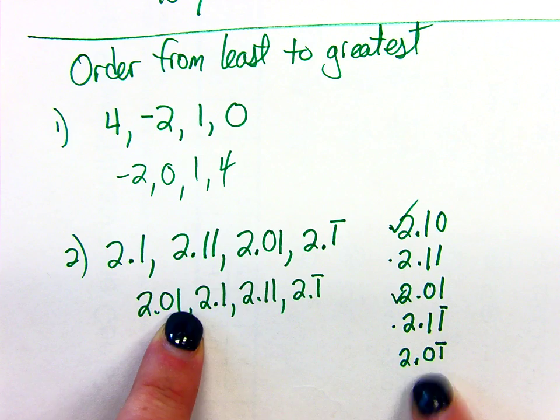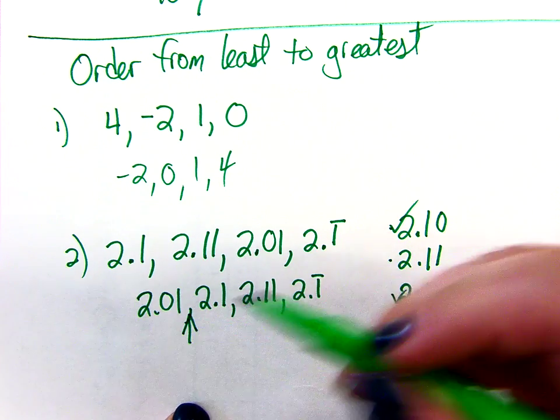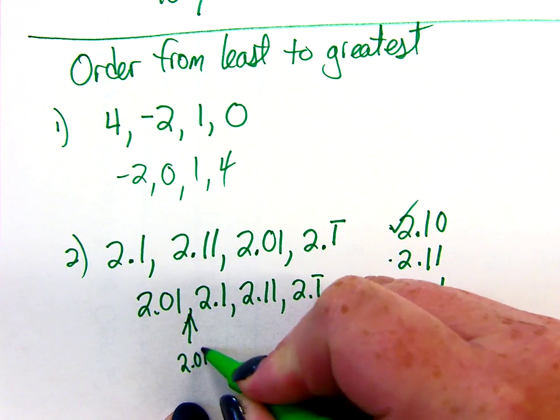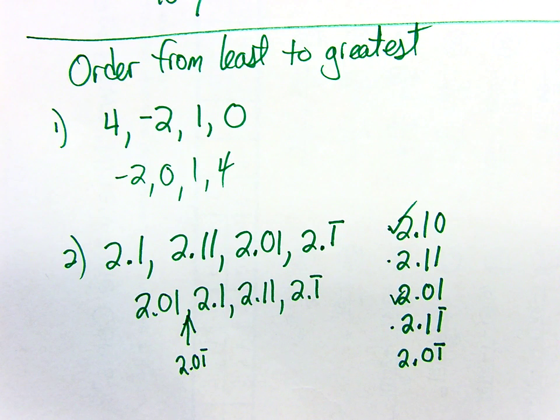Perfect. So if I snuck one more in there, 2.01 repeating. I don't want you to think that if it's a repeating decimal, it's automatically the biggest. It's not, right? Because that's $2.01 and then a little bit more. It's not bigger than 2.7. Exactly. Oh, okay. You guys are all right.